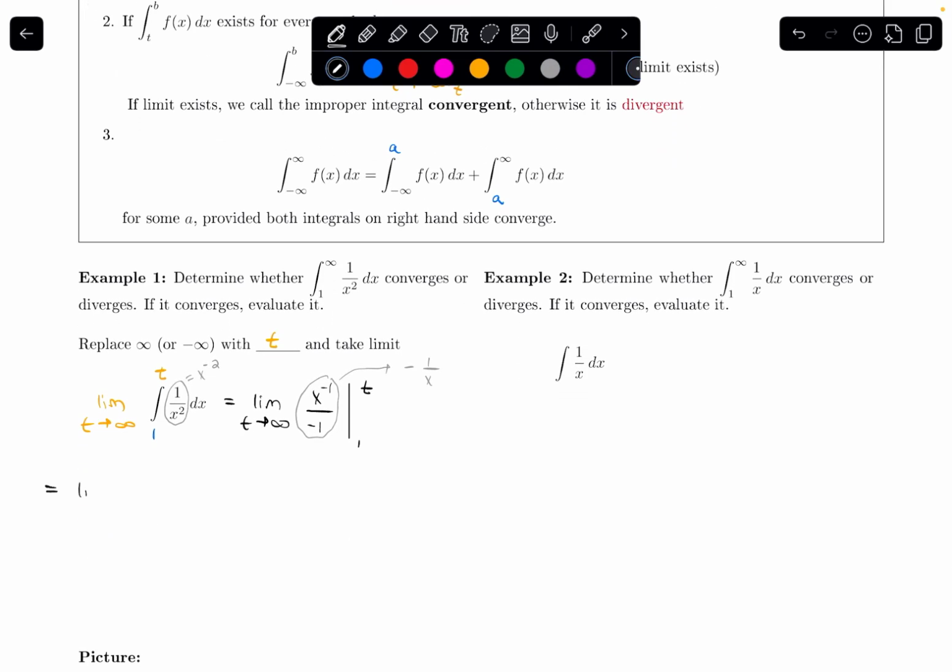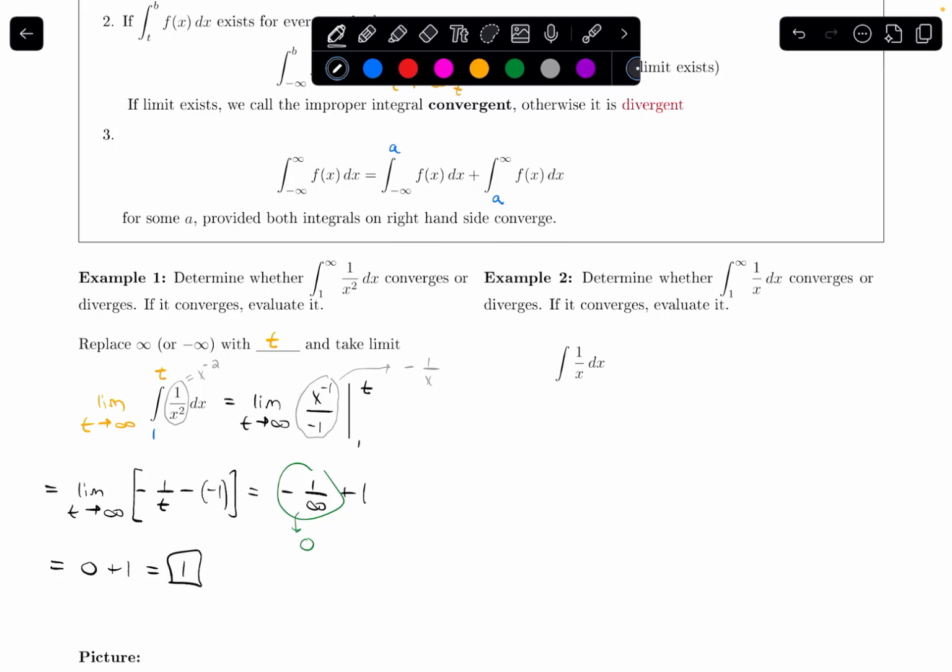Now let's plug into that. So I get the limit as t goes to infinity. If I plug in t, I'll get negative 1 over t. And then minus, if I plug in 1, I'll get negative 1. So I'll put parentheses, and then this limit applies to this whole thing. So just so that's clear, maybe I'll put a bracket around the whole thing. At this point, let's try plugging in the infinity. So I get negative 1 over infinity, and then plus 1. Negative 1 over infinity, that's 0. So overall, I'm getting 0 plus 1, which is 1. All right, and we just did our first improper integral.